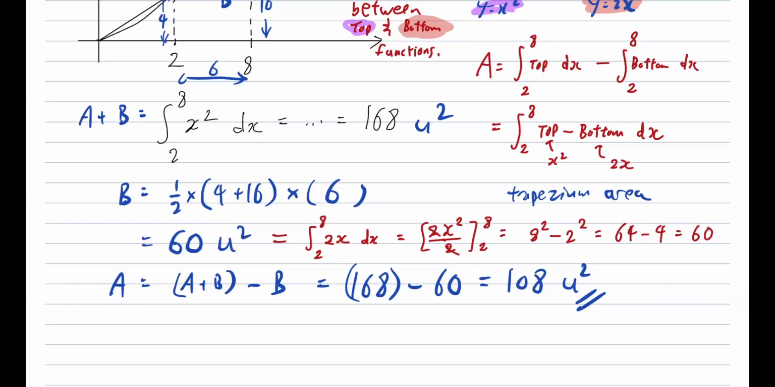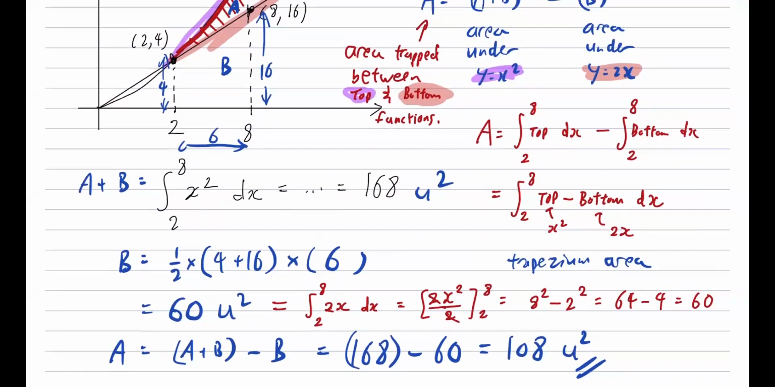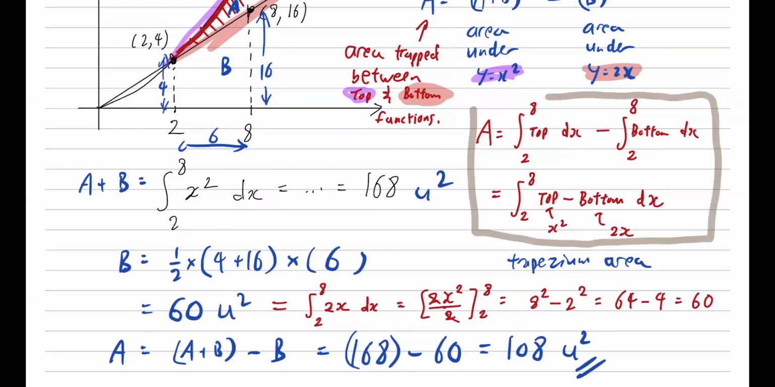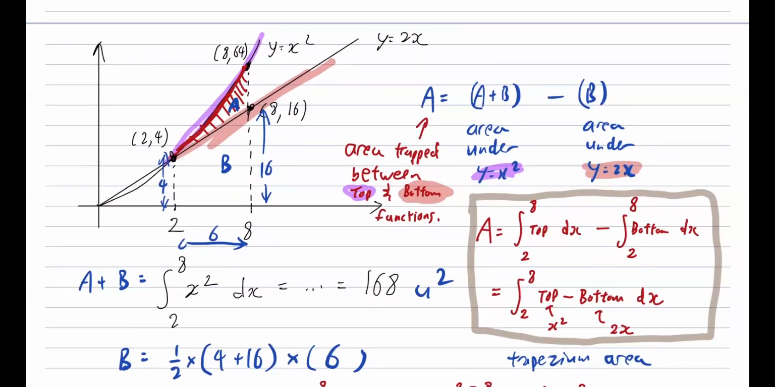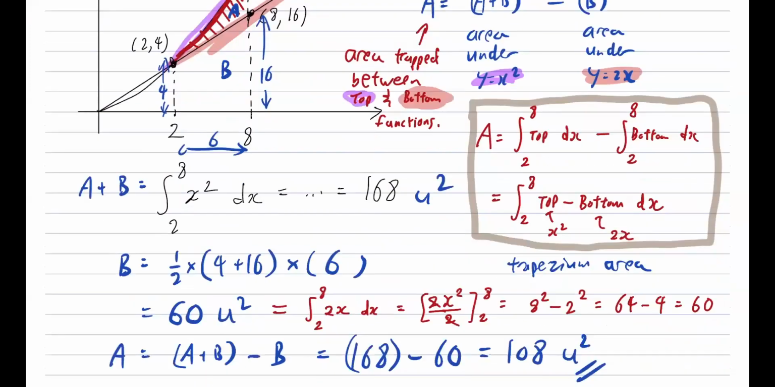Okay, can? This is a very important idea. This is the key idea you must take away. Area trapped between two functions is just equal to the integral of the top function minus the bottom function, from the left to the right. But what happens if it goes below? What happens if the function goes below?